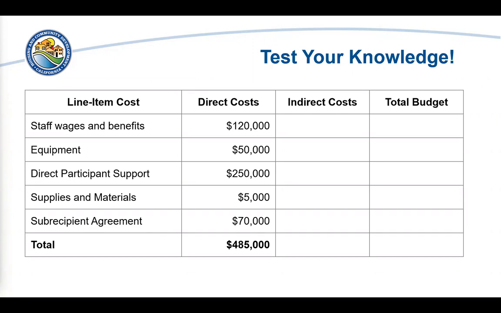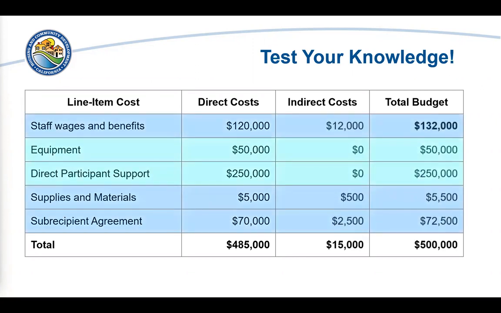Okay, so let's take a look at the answers. As I said previously, staff wages and benefits and supplies and materials are both MTDCs, and therefore the direct costs incurred for those line items are subject to the 10% de minimis rate to recoup indirect costs. So you get the $120,000 for staff wages and benefits plus 10%, or $12,000, equals $132,000.